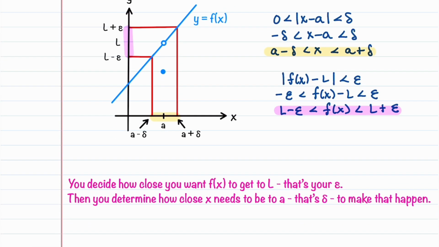Here's how this works in practice. You decide how close you want f of x to get to L. That's your epsilon. Then you determine how close x needs to be to a, that's delta, to make that happen. We're now going to look at some examples to make this definition make a little bit more sense.